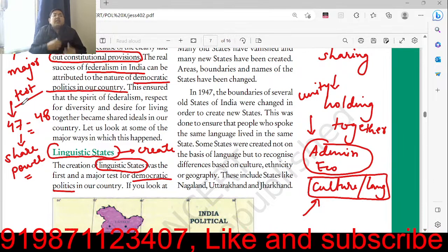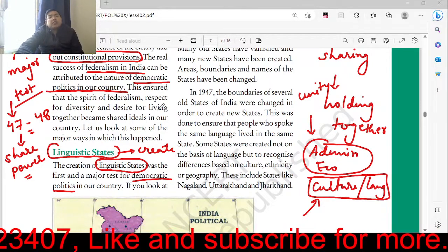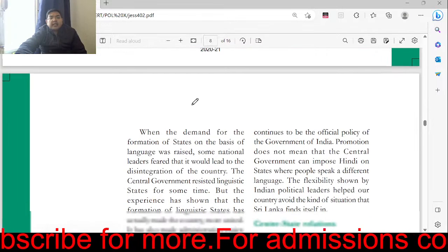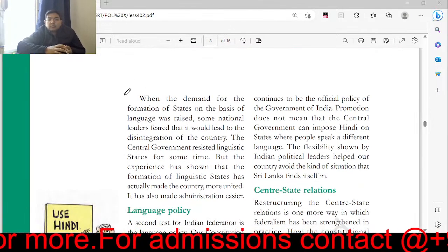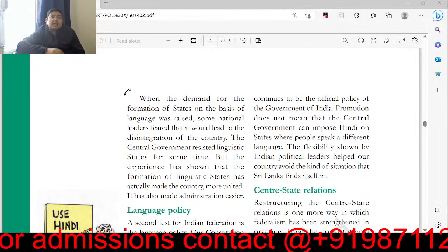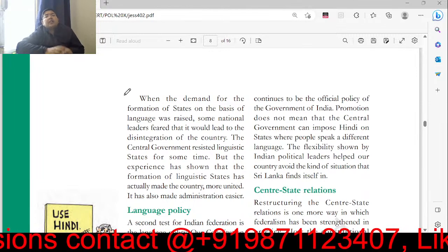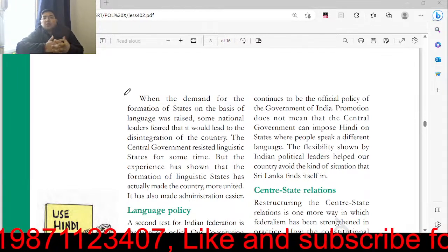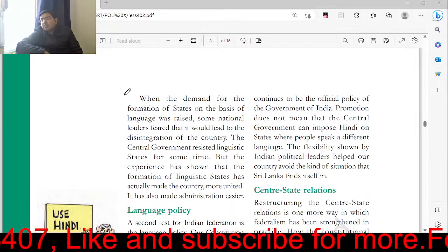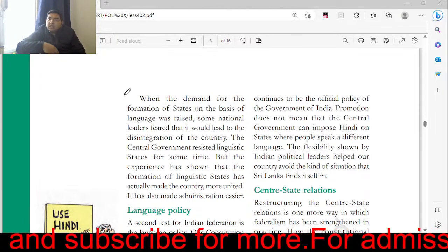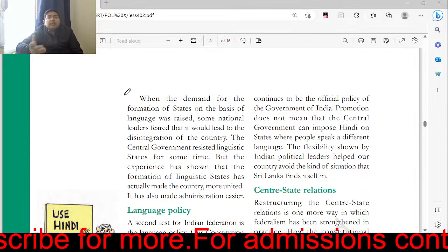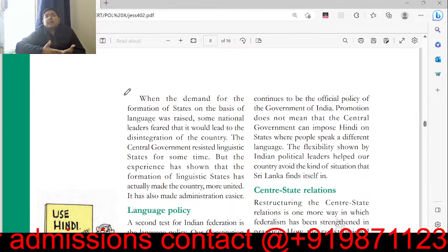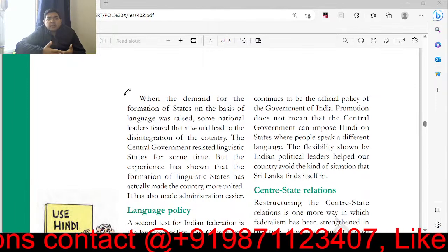So by looking at the kind of state reorganization or state formation process that we have followed over a period of time, you can say that we have practiced the concept of federalism in a sense that it has made us both diverse in character as well as united. Although when we read our history, and when we go back in time, like the period immediately after the independence, you will find that there were some of the leaders who feared that it would lead to disintegration of the country if we talk about having states based on languages.